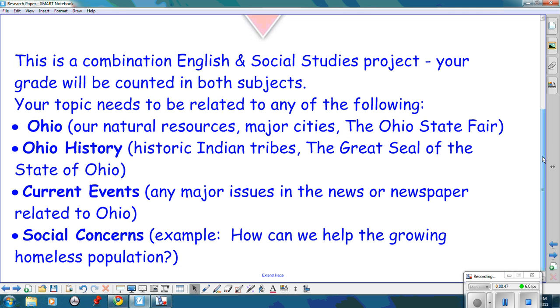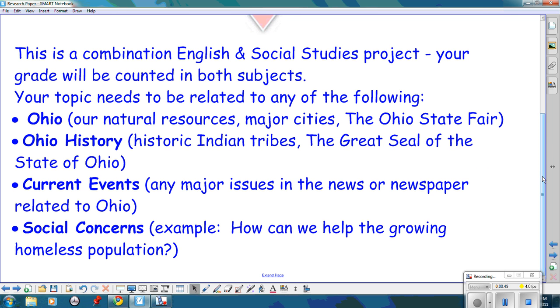And for fourth grade, seventh grade, again, you've chosen your topics, but this may give you some other ideas if you haven't chosen a topic yet. This is a combination English and social studies. So your topic, fourth graders, should be on Ohio, which could be our natural resources, major cities, the Ohio State Fair, you name it. Those are just some examples. It might be on Ohio history, maybe historic Indian tribes, or maybe a specific tribe like the Woodland Indians, or the Great Seal of the state of Ohio.